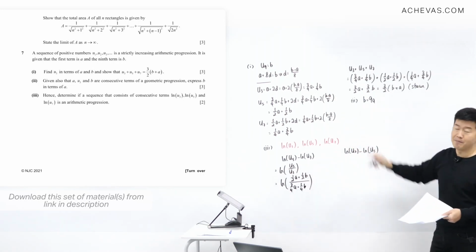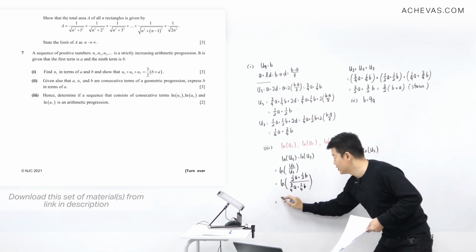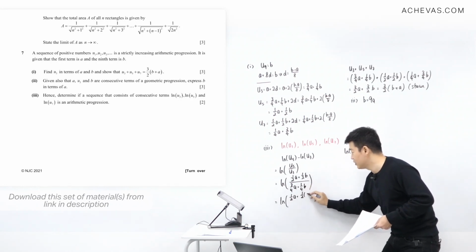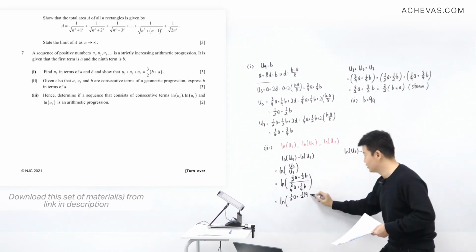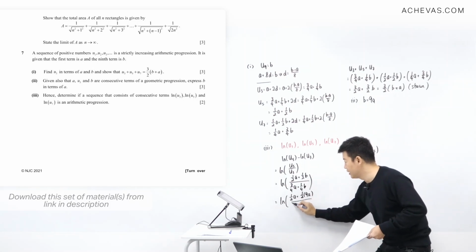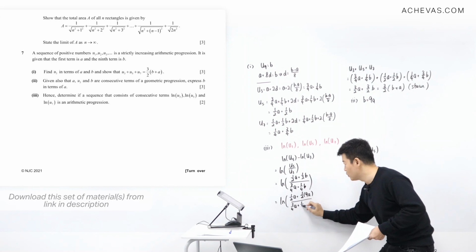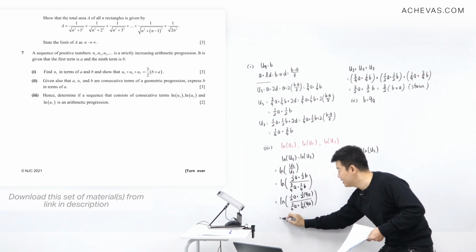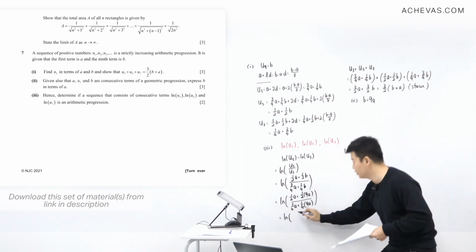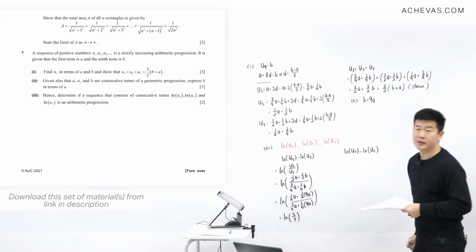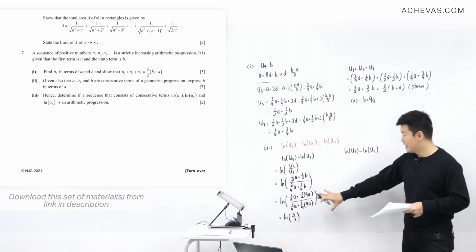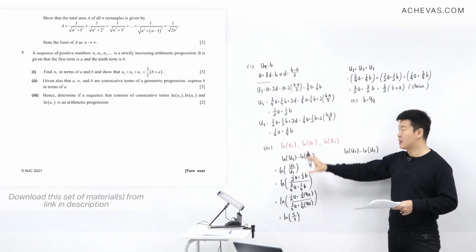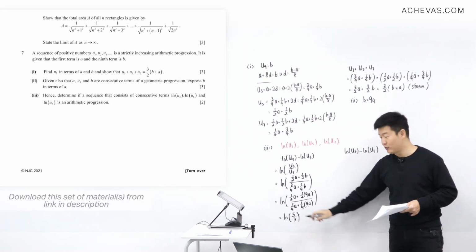And then I'm going to use b is equal to 9a. So this is going to be equal to ln of (1/2 a plus half times 9a) divided by (3/4 a plus 1/4 of 9a). All the a's can be cancelled. I am going to be getting ln of 5 over 3. Okay, I'm getting a constant here. So let's see whether we're going to be getting the same constant when I do this. If so, then we are looking at an AP with a common difference of ln 5 over 3.